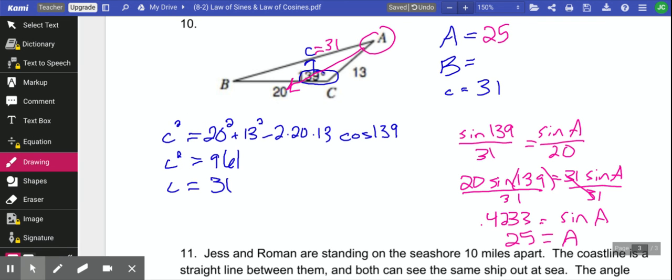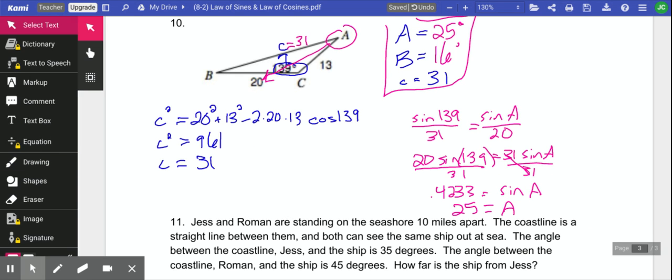And then to find that third, we're going to take 180 minus 25 minus 139. And angle B is 16 degrees. Okay.